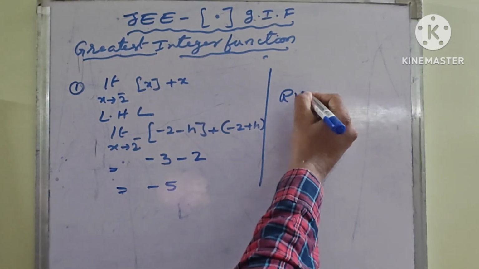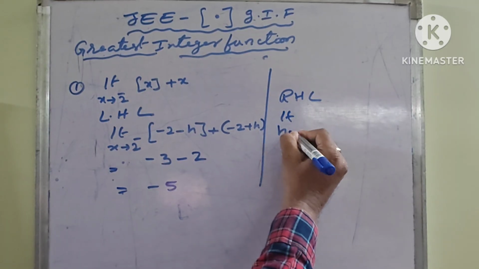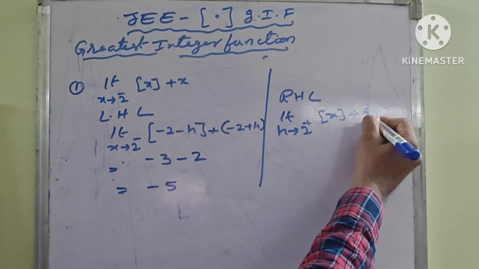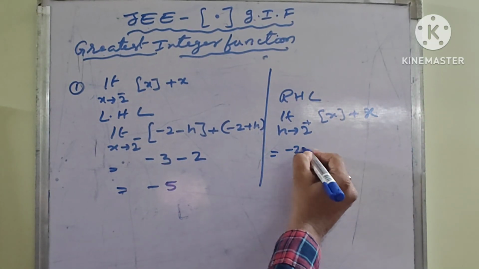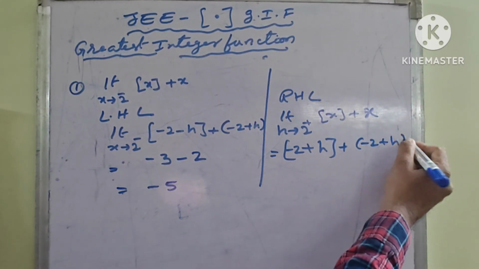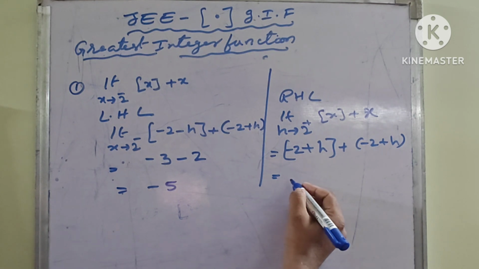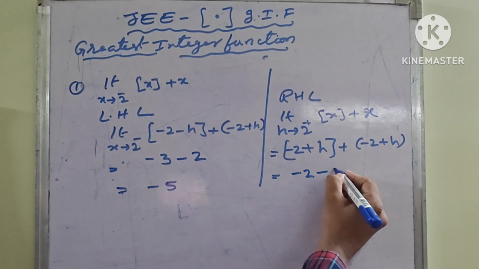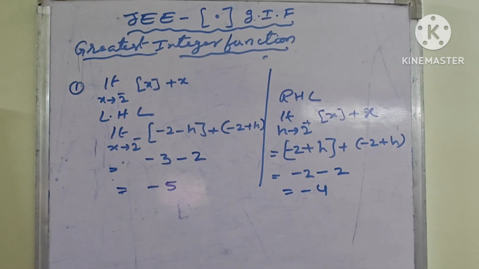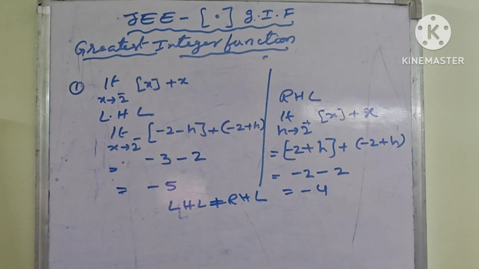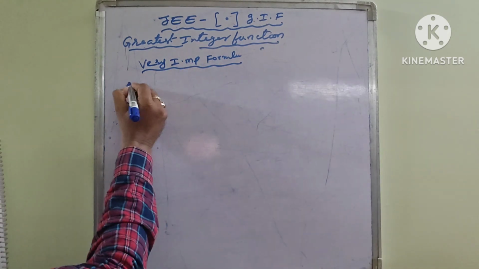This is the LHL. Now the RHL, limit h tends to 2 plus of integral part of x plus x. That is minus 2 plus h, plus minus 2 plus h. So that is equal to integral part of minus 2 plus h, which is minus 2, plus minus 2, that is minus 4. So LHL is not equal to RHL, so the limit does not exist.